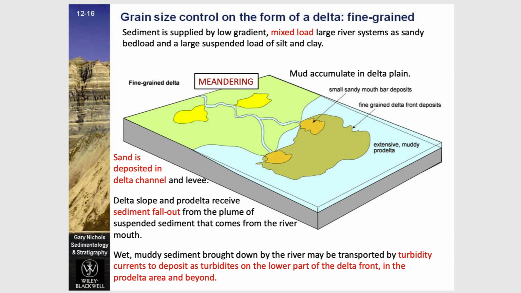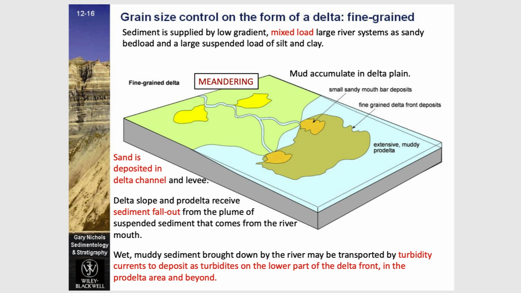Grain size also has a big implication in controlling the form of a delta. There are not only factors related to the condition of seawater, such as wind and wave action; the sediment that is supplied will also have an important role. When you have mixed loads that come from, for example, a meandering system, we have relatively fine-grained material, and we tend to get much more extensive depositions of muds in delta plains.